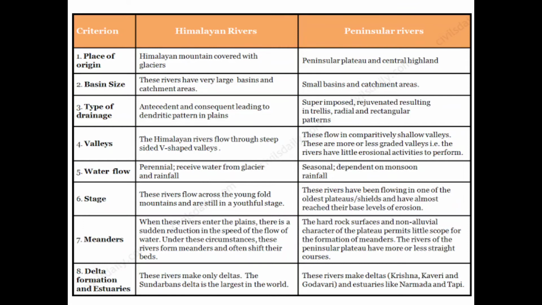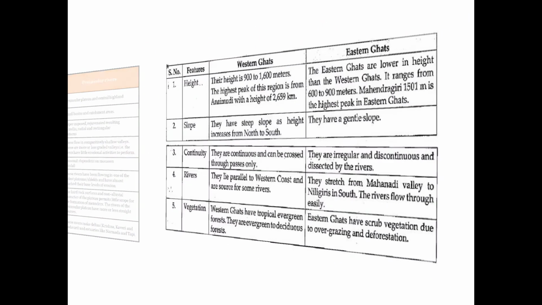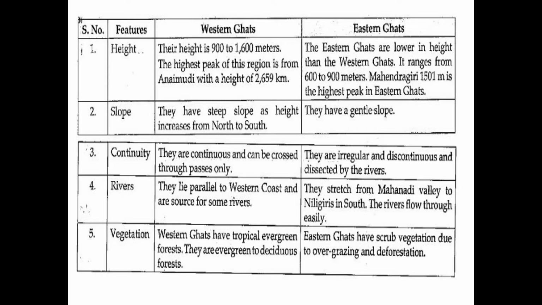Delta formation and estuaries. Himalayan rivers only make the delta. The Sundarban Delta is the largest in the world. And peninsular rivers make delta, that is Krishna, Kaveri, and Godavari, and estuary like Narmada and Tapi. So, in this, there is difference between Western Ghats and Eastern Ghats, and let's see features: height, slope, continuity, river, vegetation.